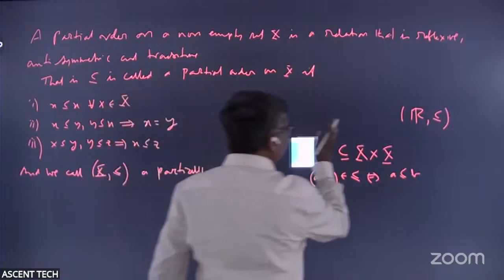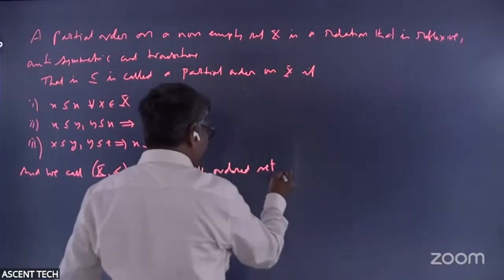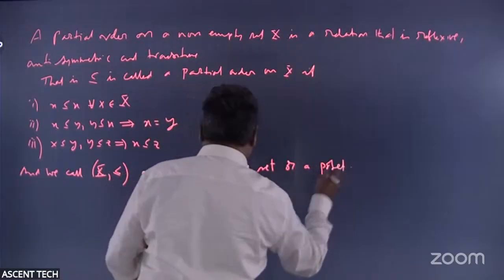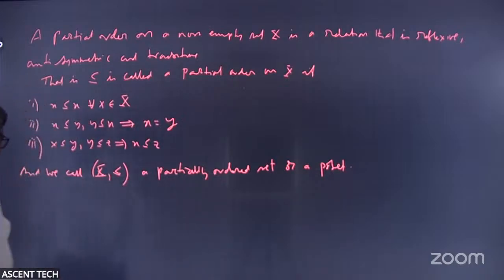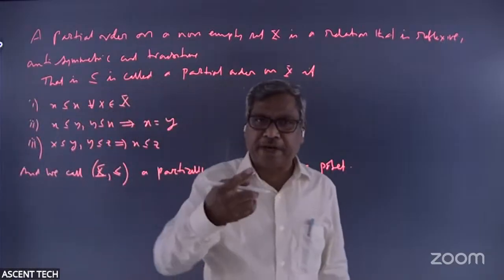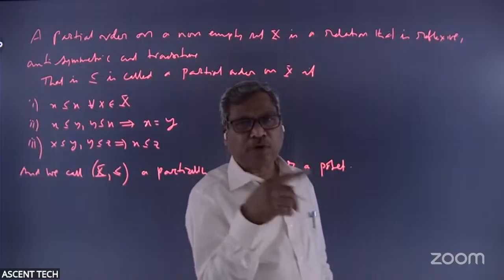Sometimes I might just say poset. I'm not so much used to saying poset. I say a partially ordered set. Okay, so in case any two elements in a partially ordered set are comparable, then you say that partial ordering is a total ordering.